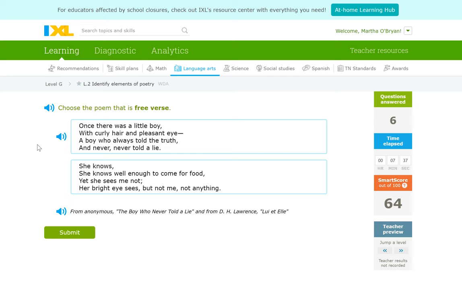All right, choose a poem that is free verse. So free verse is going to not have rhyme and not have a regular rhythm.